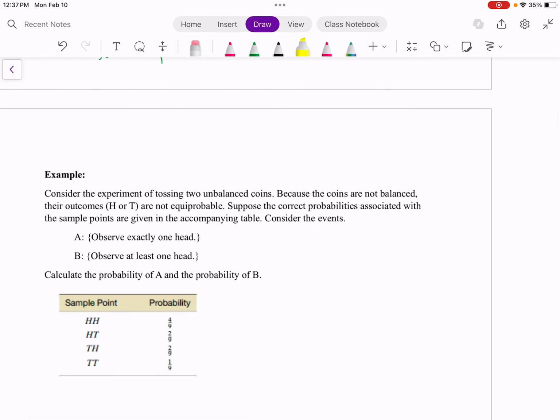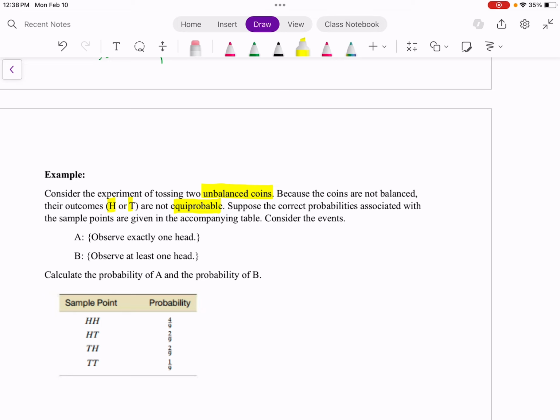Now here we have an example. Consider the experiment of tossing 2 unbalanced coins. Whenever we take a balanced coin, the probability of getting head is always 1/2 and the probability of getting tail is always 1/2. But if we have an unbalanced coin, the probability is not always 1/2. Because the coins are not balanced, their outcomes, head or tail, are not equiprobable. The probability of getting head and the probability of getting tail are not the same if we are using unbalanced coins.